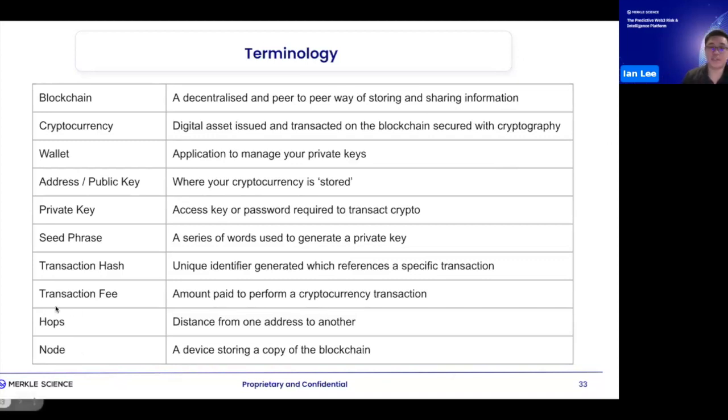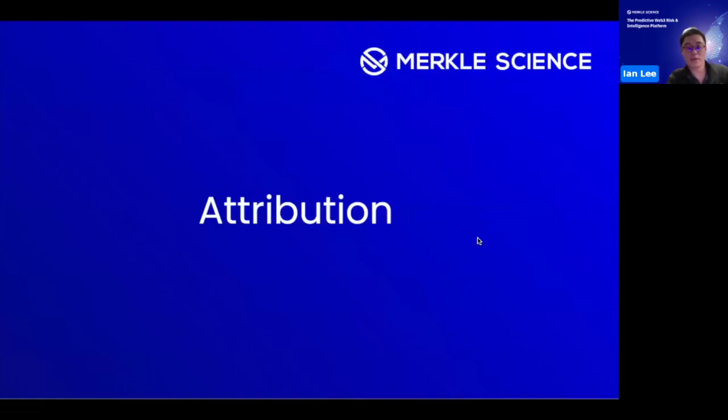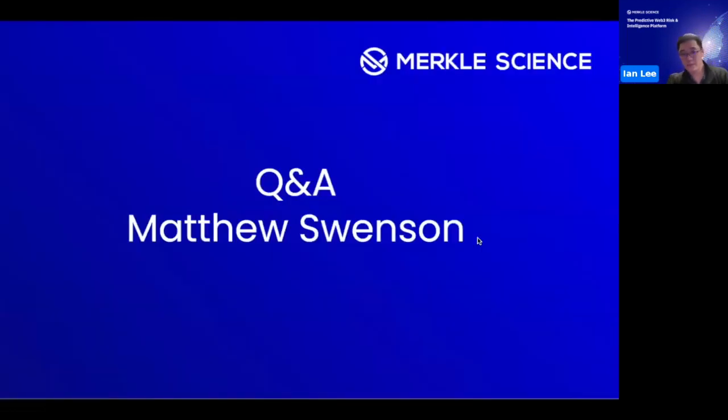We didn't actually touch on this so much yet, but we'll cover it in a little bit more detail later on. Hops, right? So when we talk about hops, we're really talking about distance from one address to another. So address A sends funds to address B. We say address A is one hop from address B. And then finally, the concept of a node, right? Which is a device that simply stores an entire copy of that specific blockchain, right? So with this, we've come to the end of the first part of the workshop, right?